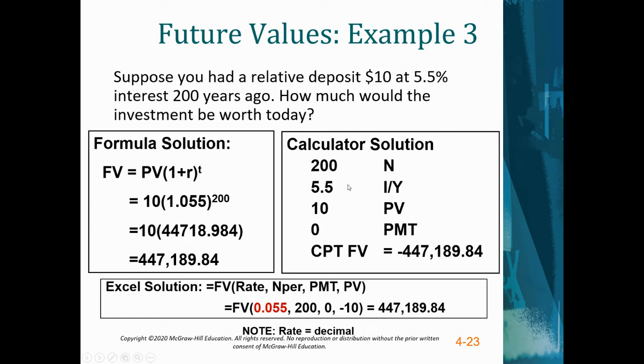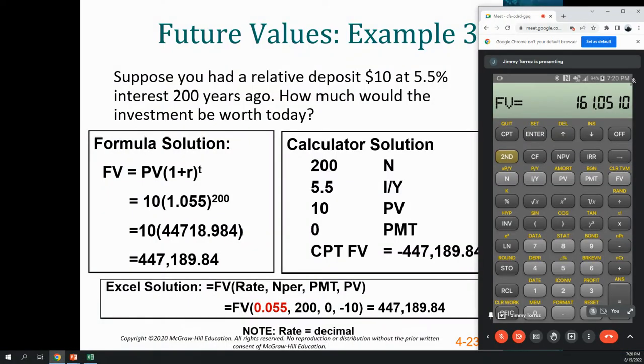Now, suppose I had a relative that deposited $10 at 5.5% interest for me 200 years ago, my great great great grandfather or grandmother. How much would the investment be worth today? Well, we can do it with the formula, right? Let's go ahead and do it with the formula. Well, we still need the calculator because I can't do this in my head, or most of us can't. Maybe some of you can.